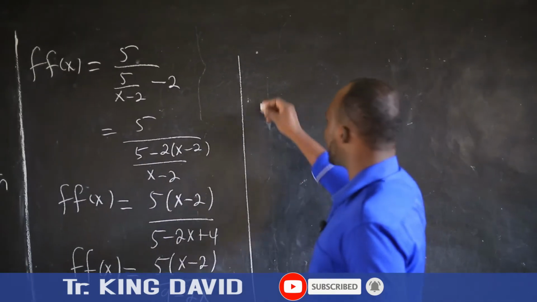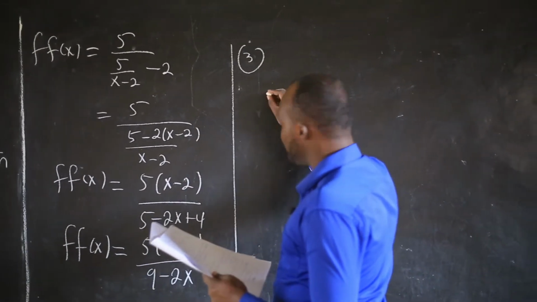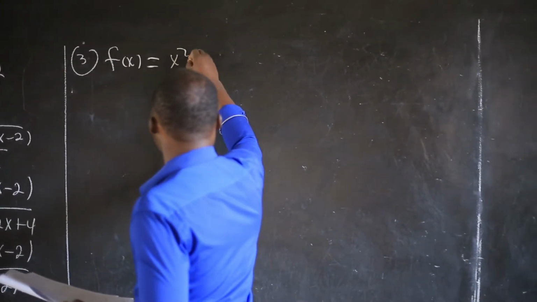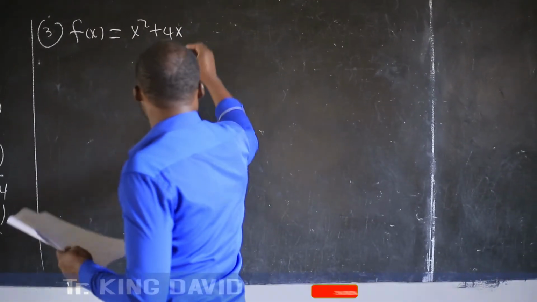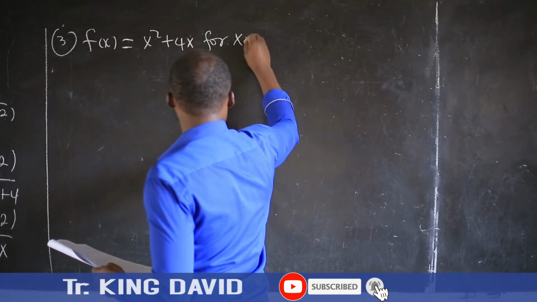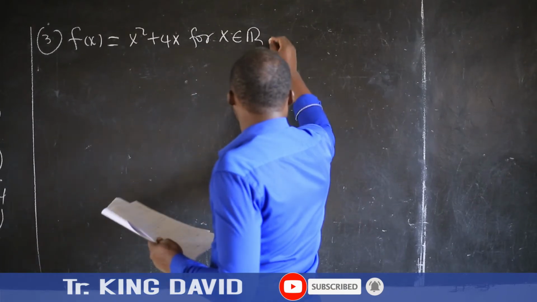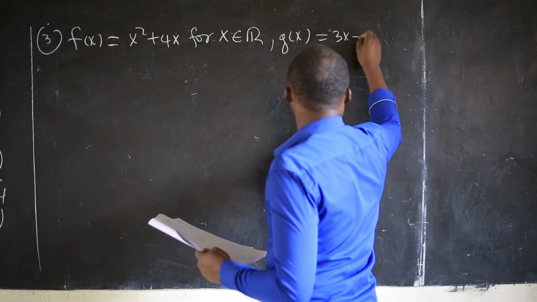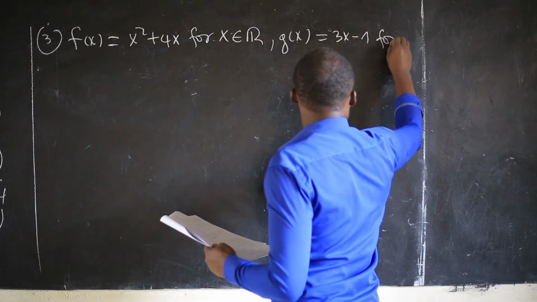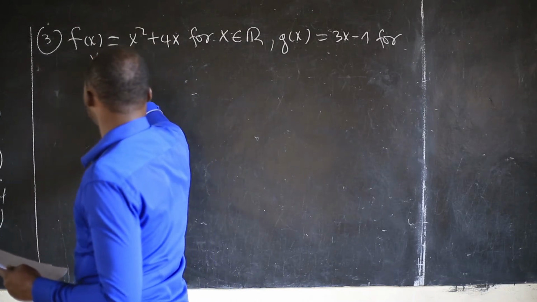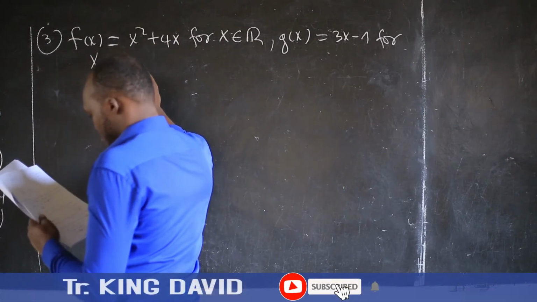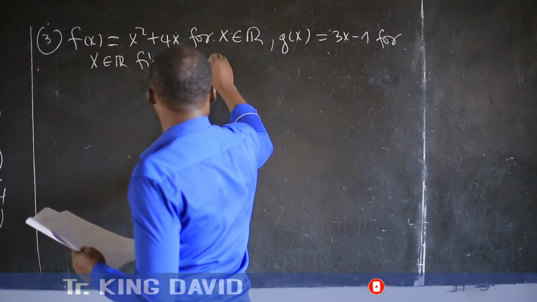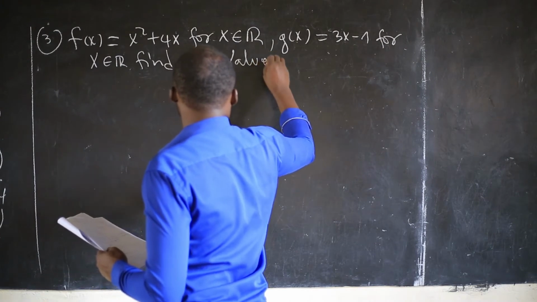So let us go to number 3. Number 3 is saying f of x equal to x squared plus 4x, for x a member of the real numbers, and g of x equal to 3x minus 1, for x a member of the real numbers. Find the values of k.